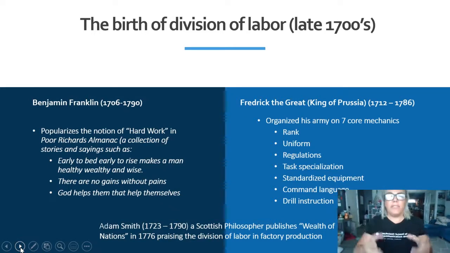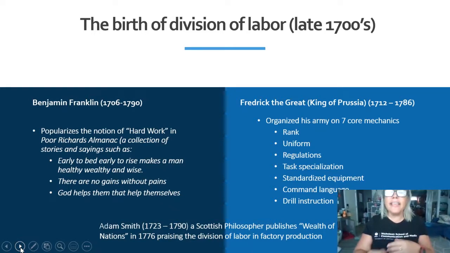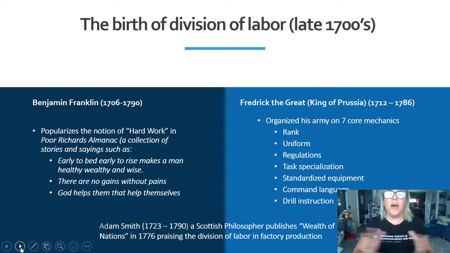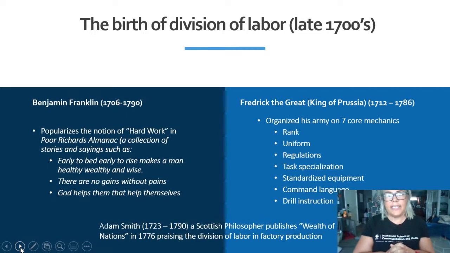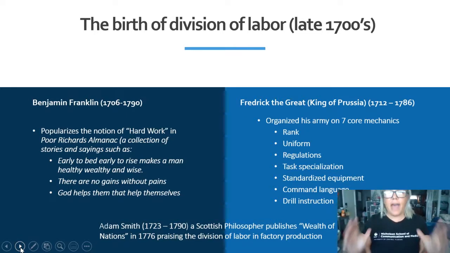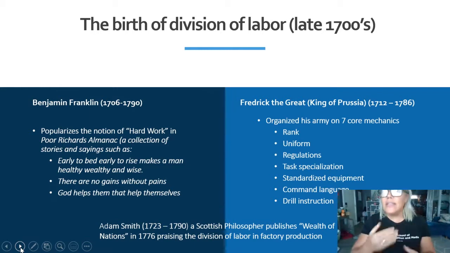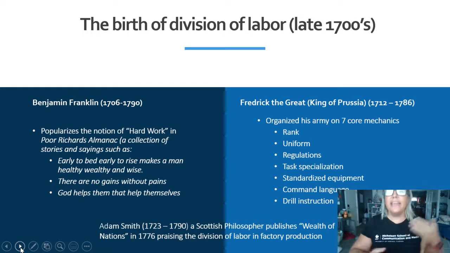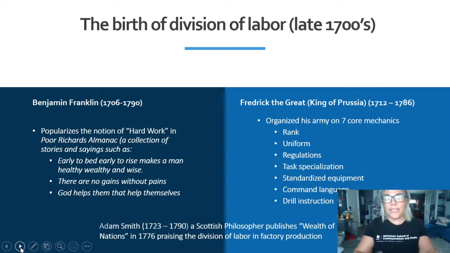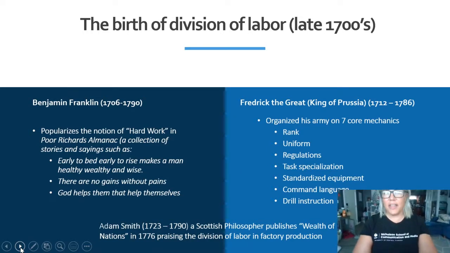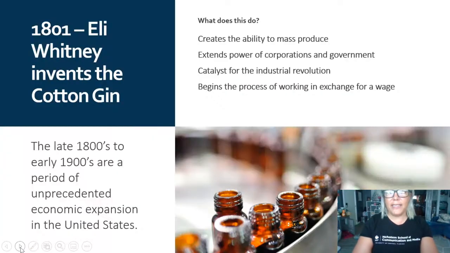tasks into specific areas. Finally, Adam Smith, a Scottish philosopher, publishes Wealth of Nations in 1776, which praises the division of labor in factory production and was, in fact, through that division of labor, creating and enforcing a class system that many countries already had in place.